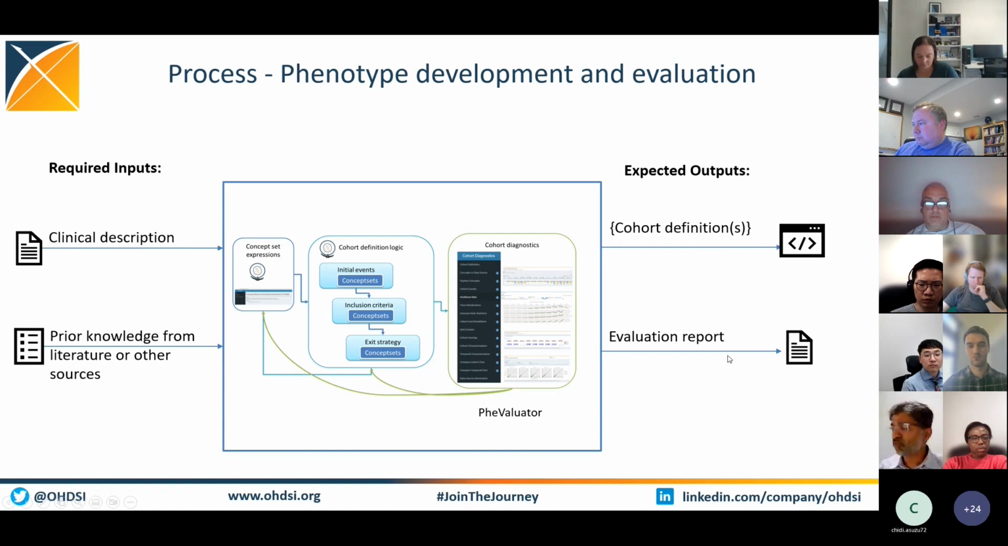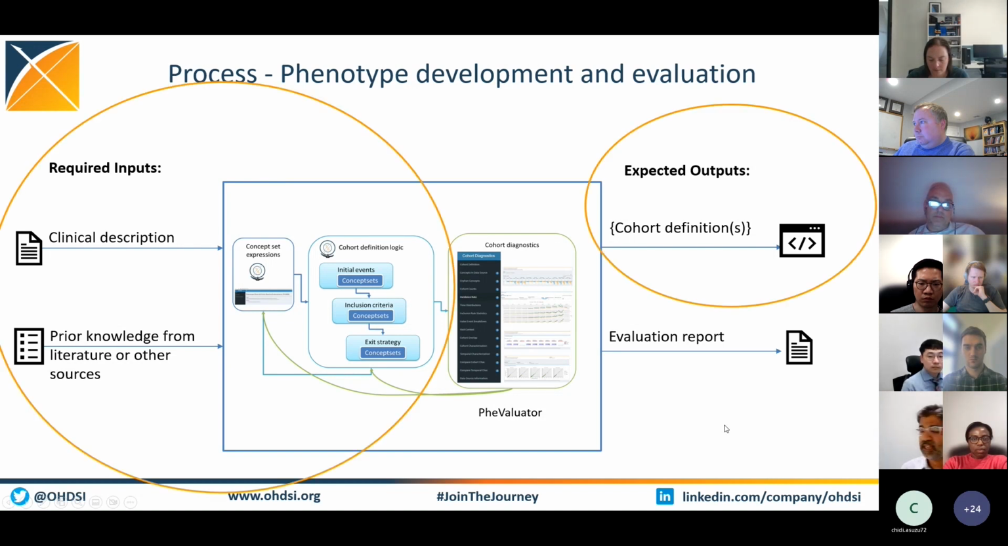And then we also come with an evaluation report. The evaluation report basically tells us how good is this code definition logic when applied on a data source. What are its operating characteristics? Are there any sources of errors? And this whole framework is done in the middle by using a set of tools. For today, we are focusing on the development part of it. We are not going to be talking about evaluation. Evaluation is part of next week's work.